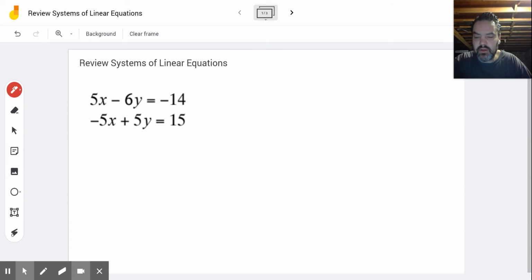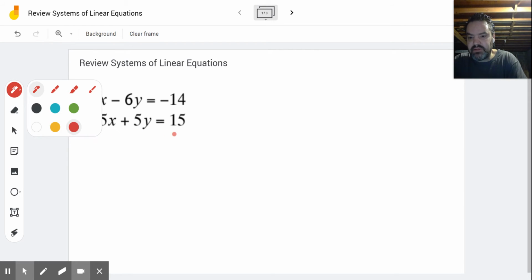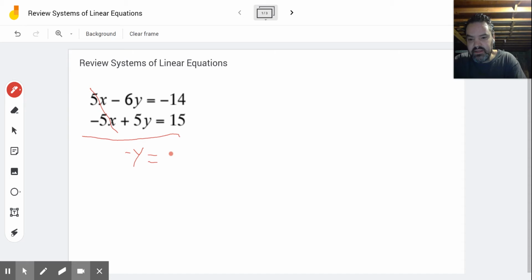In this video, I'm going to go over some examples of solving a system of linear equations using elimination. So in this first example, we see that we have a 5x and a minus 5x. So if we add the equations together, that is going to cancel out, and it's going to leave me with negative 6y plus 5y is equal to negative 1y or negative y, and negative 14 plus 15 is positive 1.